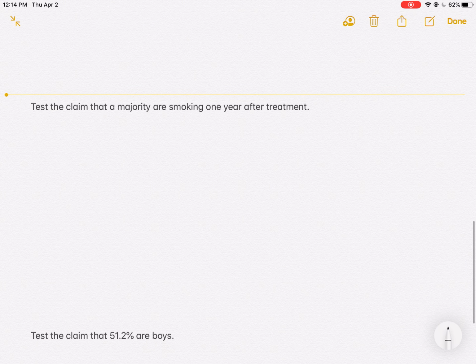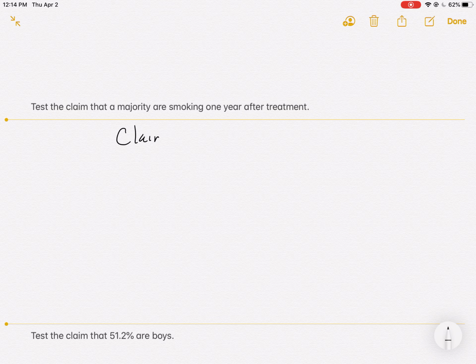Example number 3. Test the claim that a majority are smoking after 1 year of treatment. This is coming from 8.2. Here's my claim. I claim that a majority of people are doing something. That might stump some individuals. It shouldn't, because there's at least 2 examples within the homework where they use this terminology. But if you're going to claim the majority of some people are doing it, you're claiming that more than 50% are doing it. That's the only way you get a majority, is if it's more than 50%.